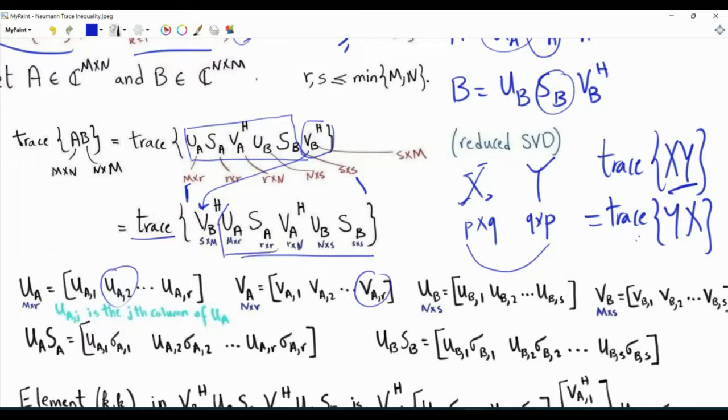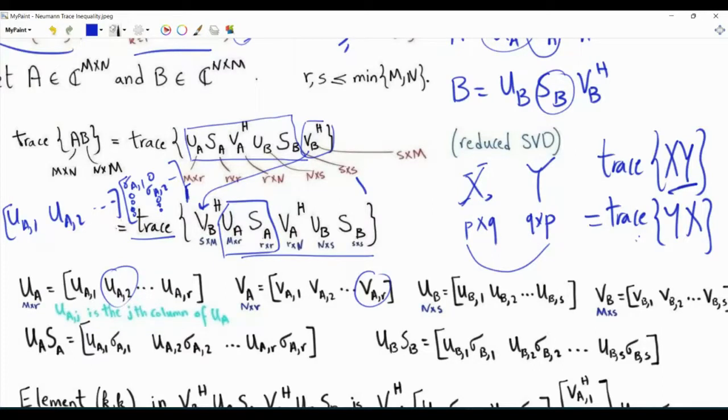So what about this product here, UASA? This is UA1, the first column in UA, and then UA2, the second column, and so on. So this is matrix UA written explicitly in terms of its columns. And then SA is a diagonal matrix. So here we have sigma A1 followed by zeros. And then the second column will be 0, sigma A2, and then zeros, and so on.